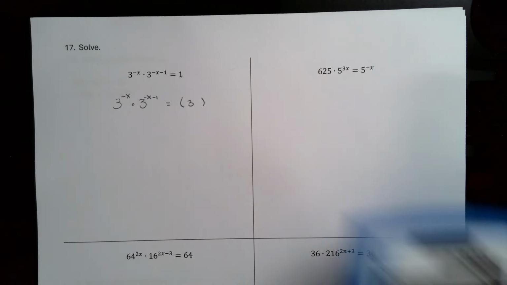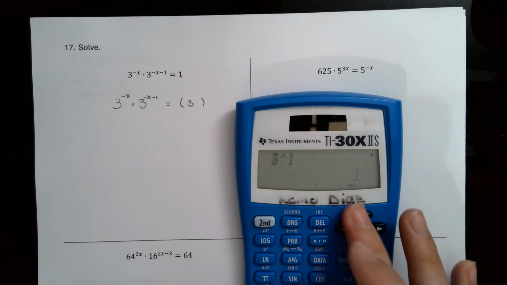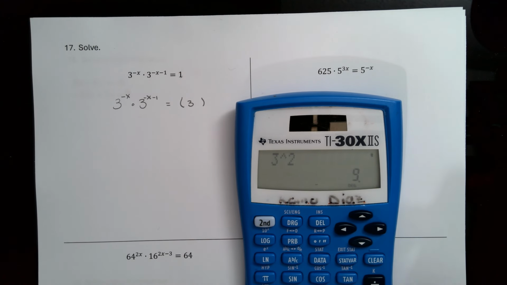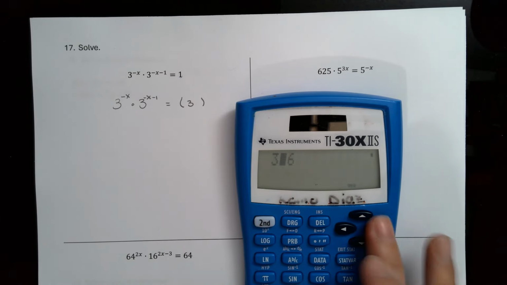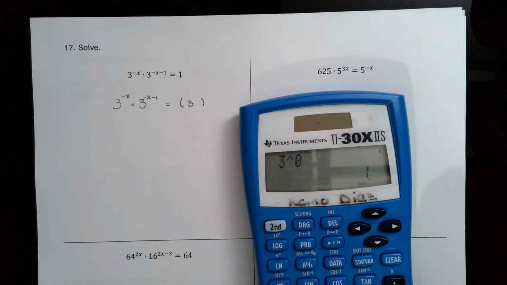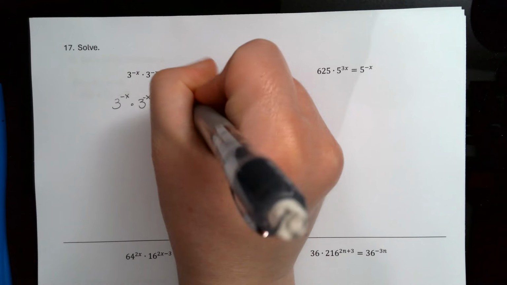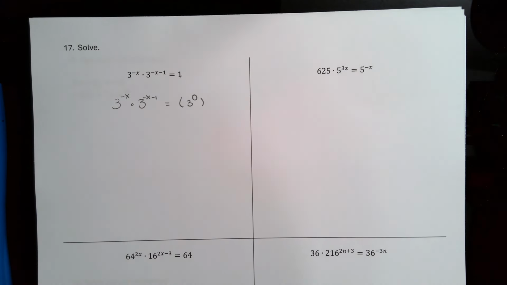Here's 3, but 3 to what power gives us 1? So if I do 3 caret 1, that is already 3. That's already 9. And you can see that the numbers are getting bigger and bigger and bigger. So instead, I'm going to go lower. From 2, that's still too big. 1, that's still too big. 0 does give me 1. So reminder, for your properties, anything to the 0th power gives you 1. So we're going to write 0 here.